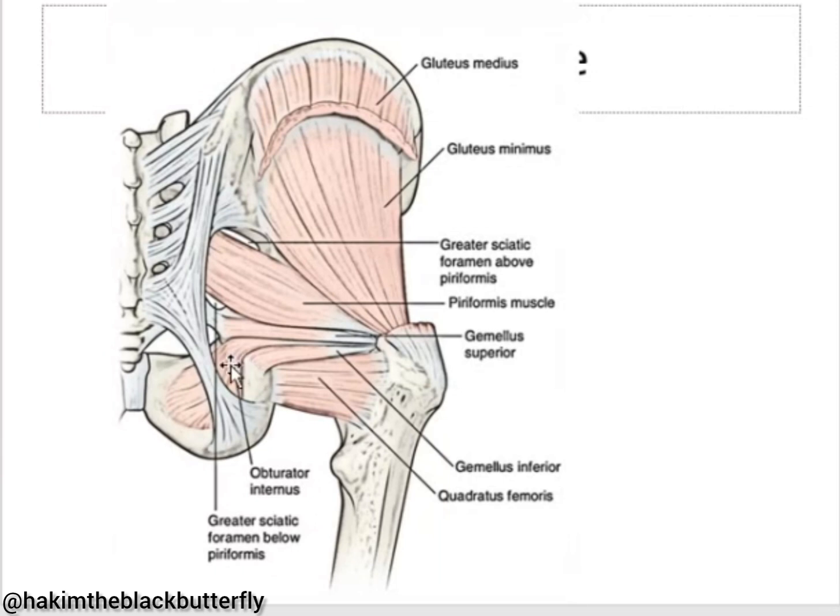Then it passes through the lesser sciatic foramen, and it is going to go and insert on the greater trochanter. It is also a lateral rotator of the thigh or a hip joint. And the nerve which supplies gemellus superior and obturator internus is the same.